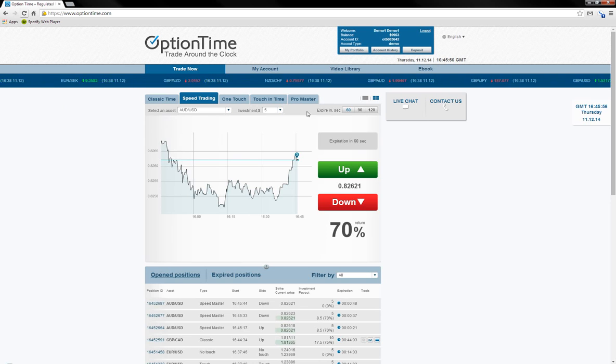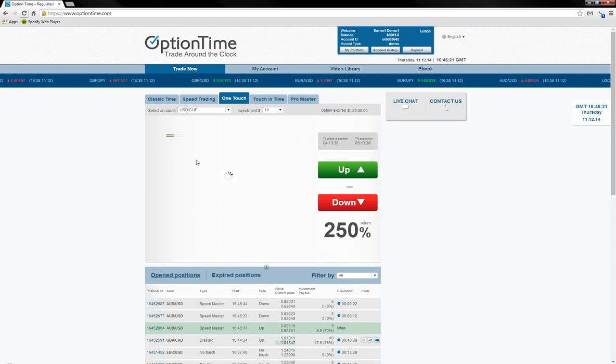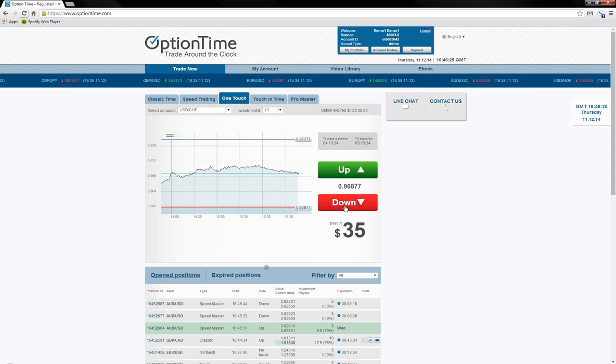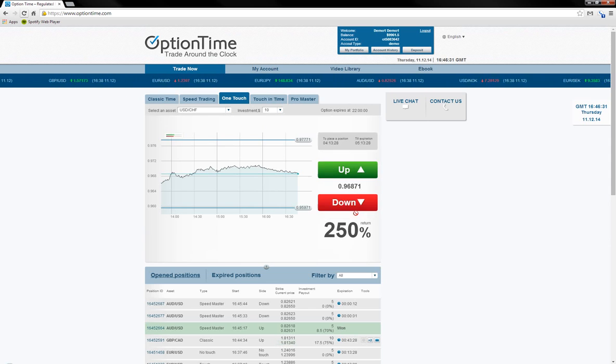Let's go to speed trading. This would be more along the lines of what a lot of people use. The only drawback I can see here is they don't offer 5 minutes. They offer 60, 90, and 120. So let's do a 120. Actually, let's go ahead and do a 60. That way we can see it expire. Okay, now 60, your investment starts at 5 and goes up to 250. And let's go ahead and place a trade. We'll do up, trade.